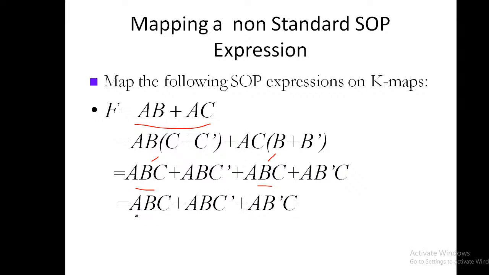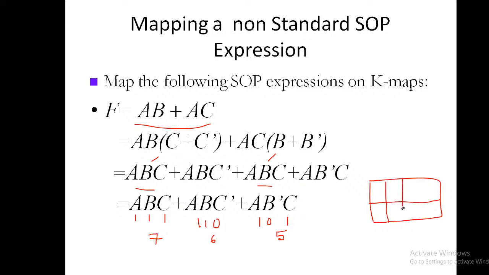Now can you solve it by yourself? This is basically ABC, which means 1 1 1, right? That is, the position is 7. This is 1 1 0, the position is 6, and this is 1 0 1, the position is 5. Okay. Now if you draw the Kmap like this, I will be drawing this one here.